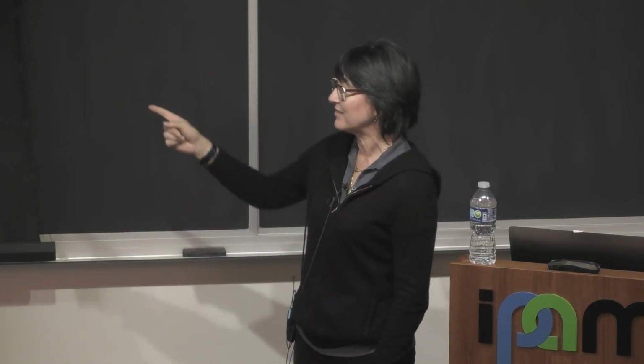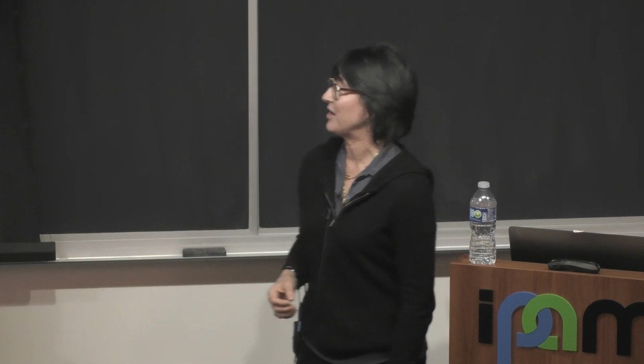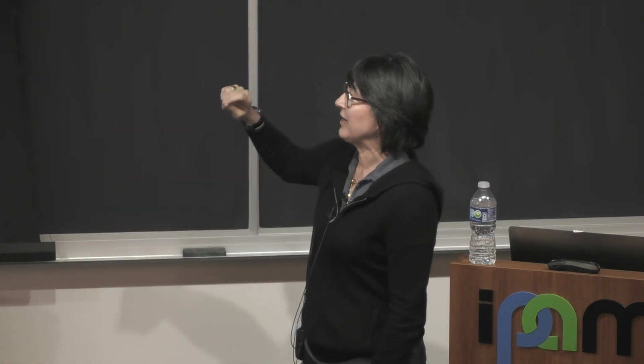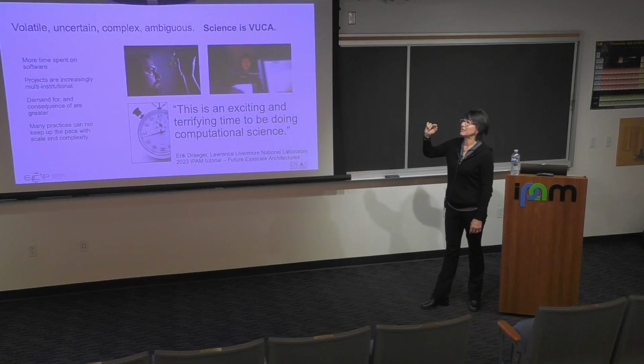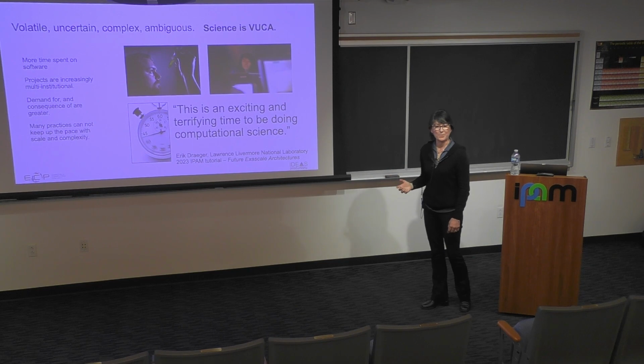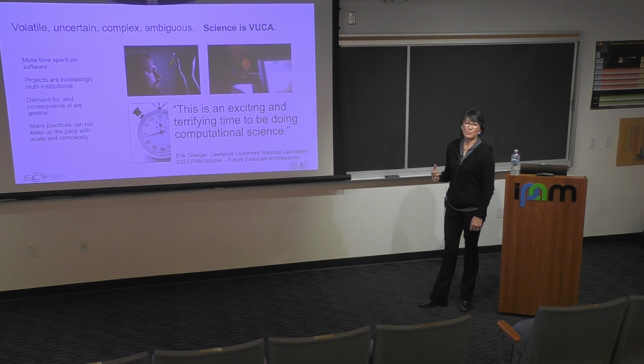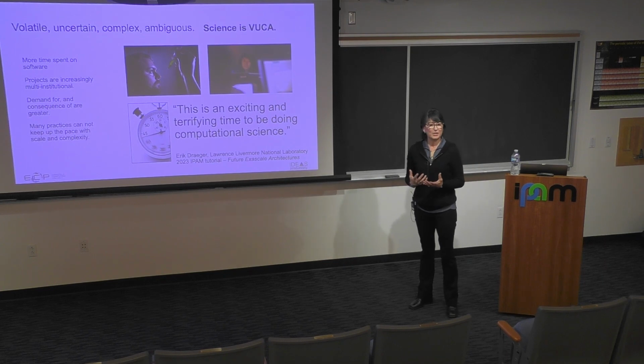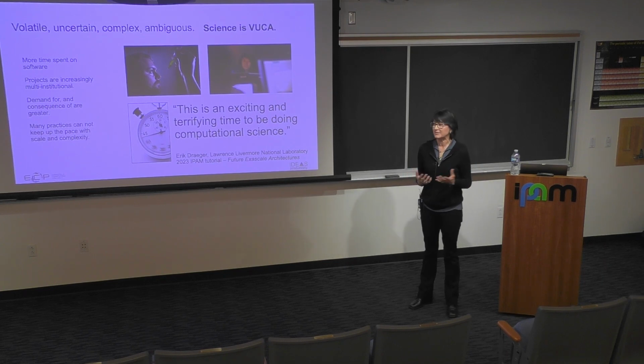Either you're terrified, you're excited, or confused, or I don't know, but I'm thinking that this is actually a really, really nice way to think about what science is today. Science today is volatile, uncertain, complex, and ambiguous. We like to call that a VUCA environment. Science is VUCA. Modern science is unpredictable in the sense that there's a lot of ambiguity, especially working with exascale computing.